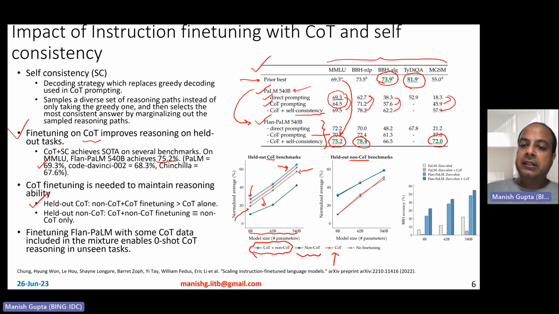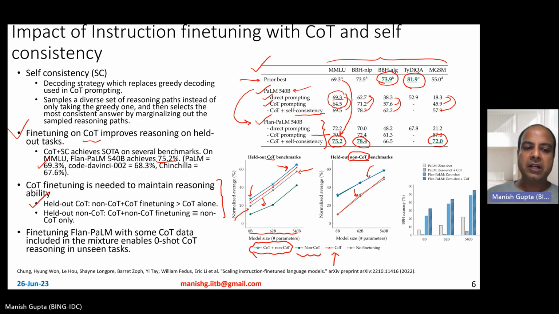Okay. Now, what happens on held out non-COT benchmarks? As you observe, non-COT only fine-tuning is of course better than no fine-tuning. However, non-COT plus COT fine-tuning is not worse. So the takeaway is that when you're doing instruction fine-tuning, your benchmark collection on which you do the fine-tuning should include some COT and some non-COT tasks as well.